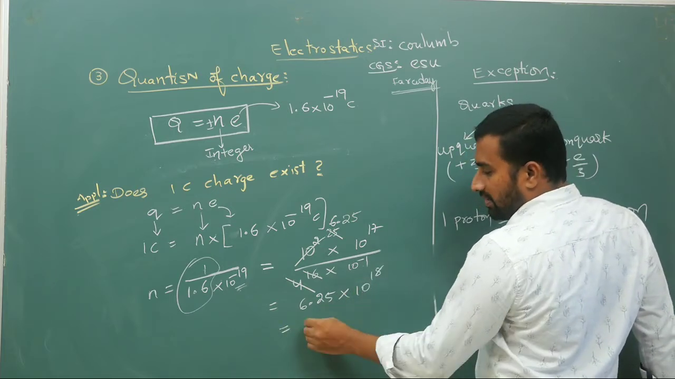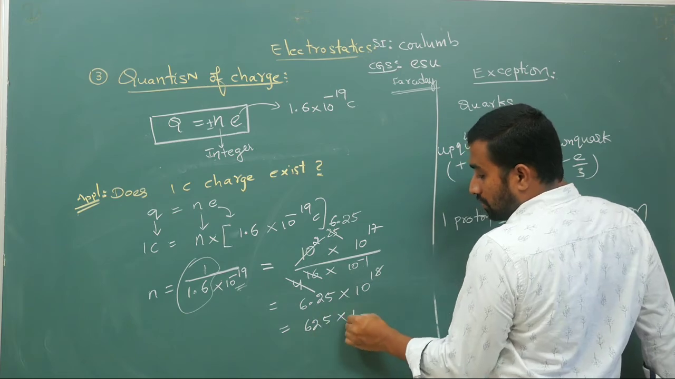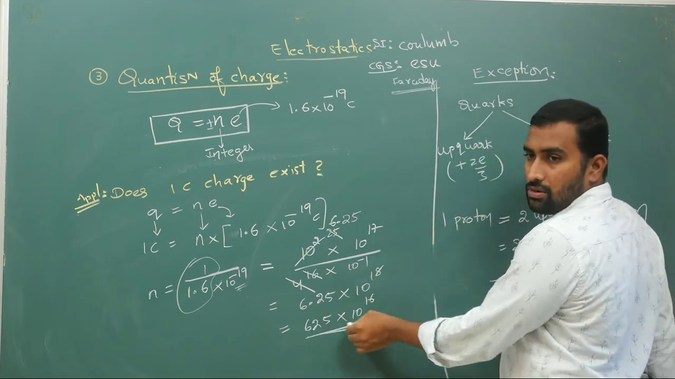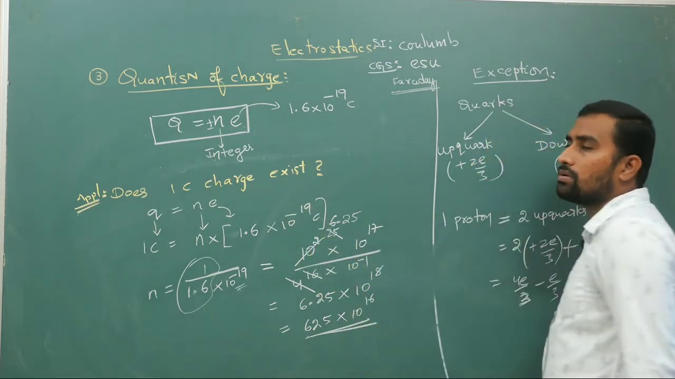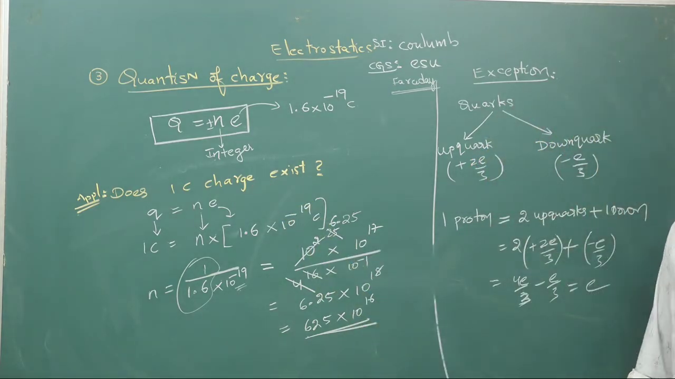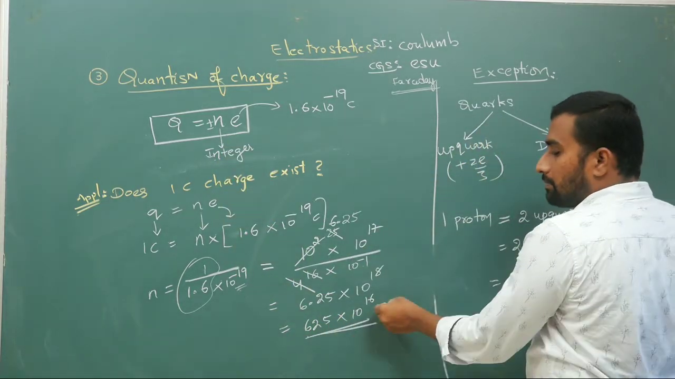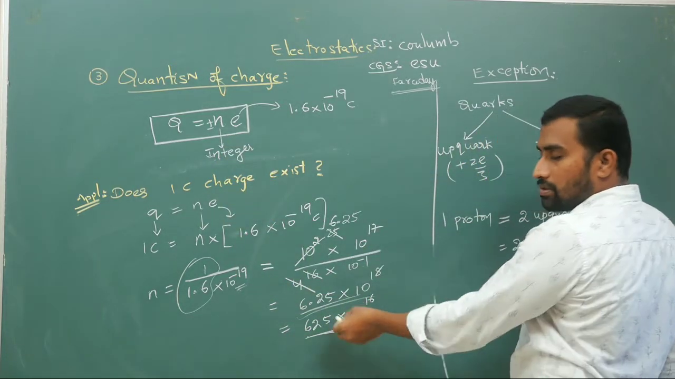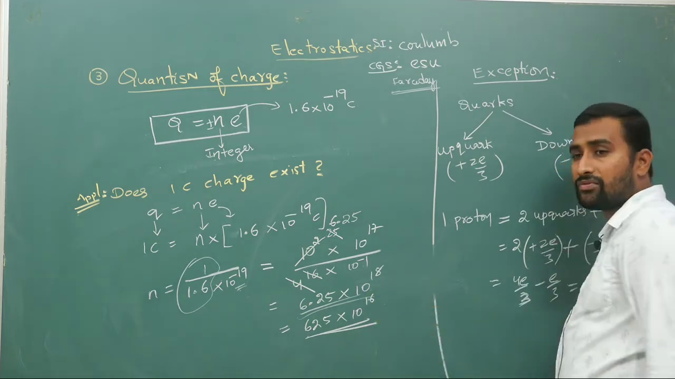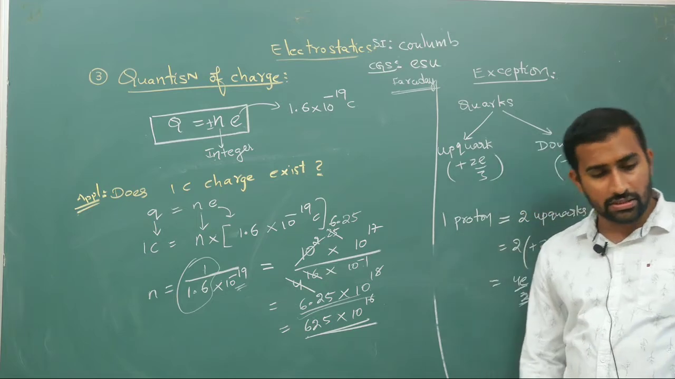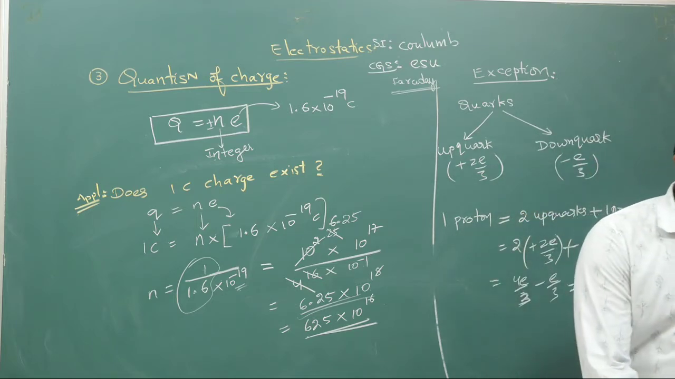Now this 0.25 can be written as 625 into 10 power 16, which is obviously an integer. Because this is an integer, this 1 coulomb charge will exist. Here, N being an integer matters, so if you have 10 power something, don't conclude it is not an integer. Look at even the power of 10 as well. So that is your quantization of charge. Okay, next.